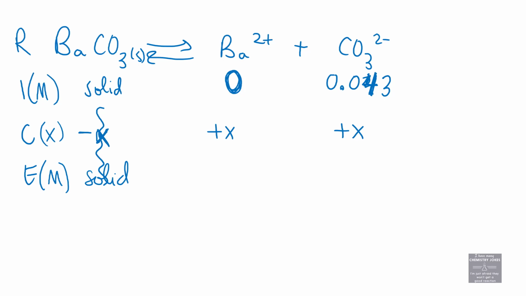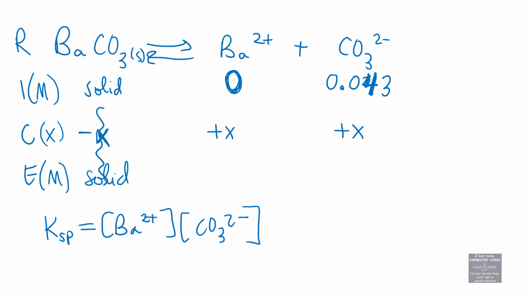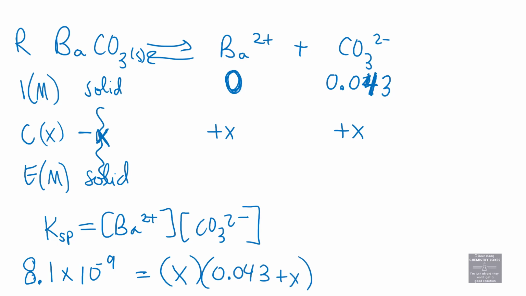Okay, how do we solve to see what x actually equals? In an equilibrium table, you solve for x using your KSP, QSP, KC, KP, that kind of expression. We'll just rewrite it one more time for your viewing pleasure. I almost made that a 2+. Yikes. 2-. So we know from looking it up in the table that KSP for this guy is 8.1 times 10 to the negative 9. Barium is x. Carbonate is 0.043 plus x.